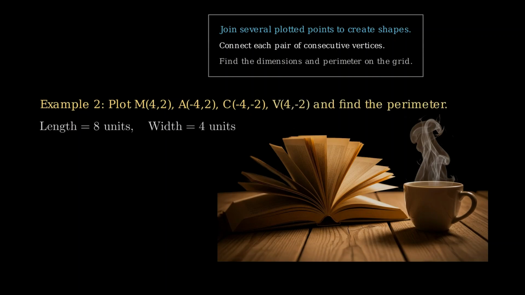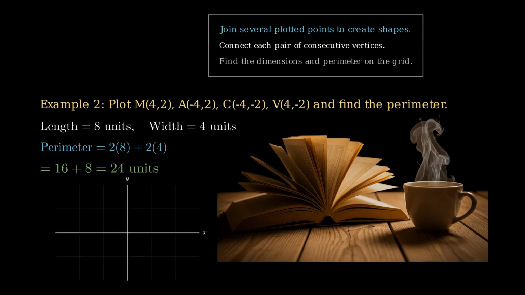Let's solve example 2. Plot and label the points M (4, 2), A (-4, 2), C (-4, -2), and V (4, -2). Connect the points and find the perimeter of the resulting quadrilateral. First, let's locate each vertex on our coordinate plane. Counting the grid squares, the rectangle has a length of 8 units horizontally and a width of 4 units vertically. The perimeter formula is 2 times the length plus 2 times the width. This gives 16 plus 8, which simplifies to a final perimeter of 24 units.